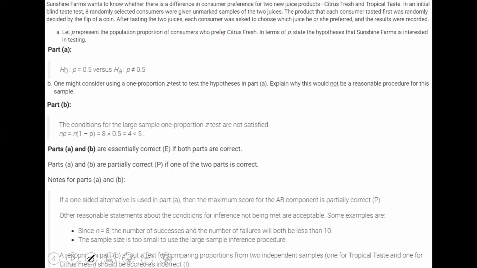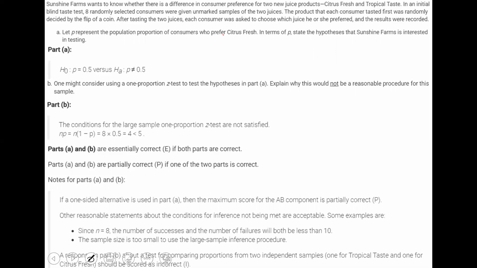I think this is the last two questions I have. This was this week of 17. Not many people did it, so I will go over it quickly. Sunshine Farms wants to know whether there is a difference in consumer preference for two new juice products, Citrus Fresh and Tropical Taste. In an initial blind taste test, 8 randomly selected consumers were given unmarked samples of the two juices. The product that each consumer tasted first was randomly decided by the flip of a coin. Okay, so it's a random assignment.